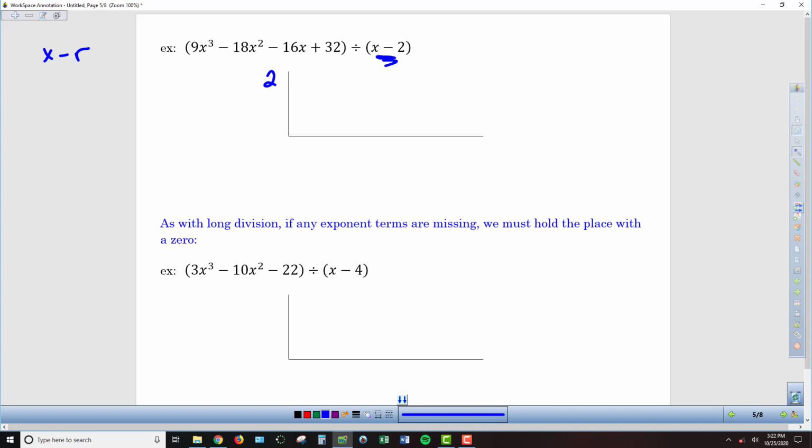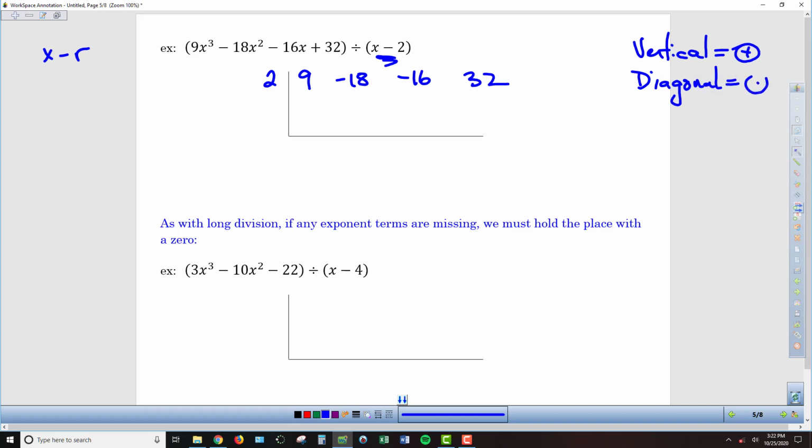And so now inside the box, I'm just going to put the coefficients going down from the highest down to the lowest, and so I've got 9x cubed minus 18x squared minus 16x, and then plus 32. So I'm just writing the coefficients down. And so once I've got my setup, remember in the vertical direction, we're going to add, and on the diagonals, we're going to multiply.